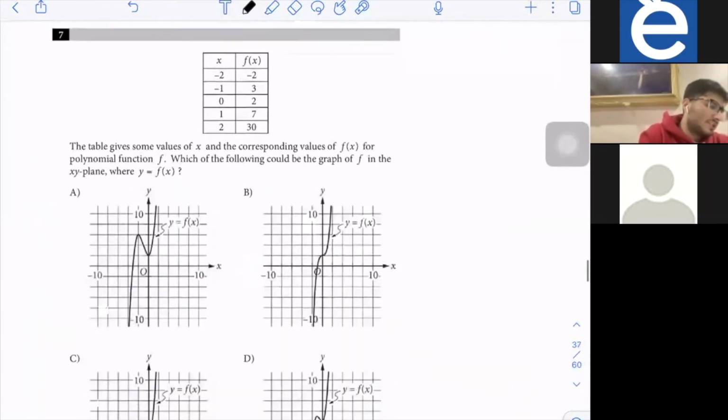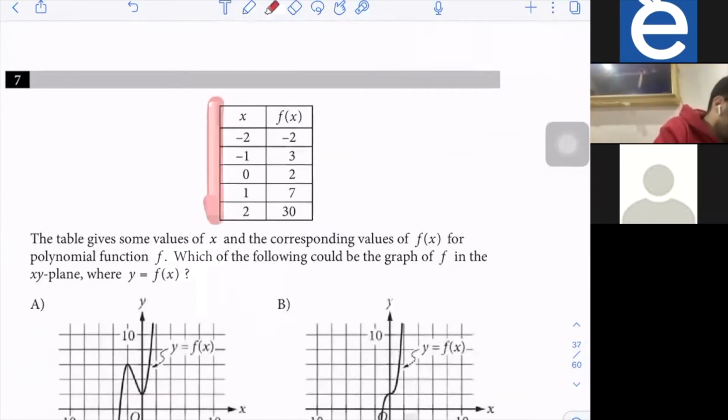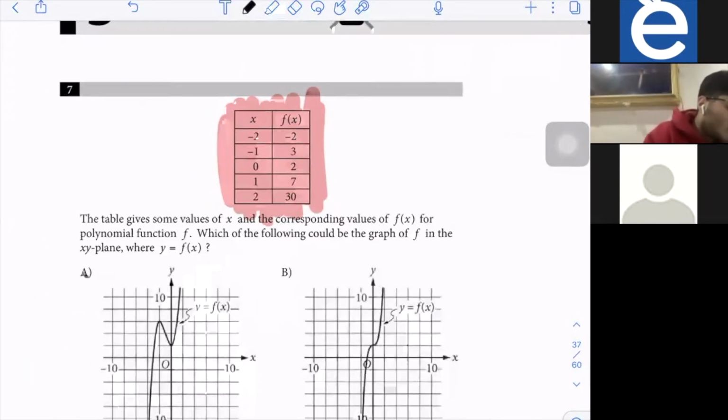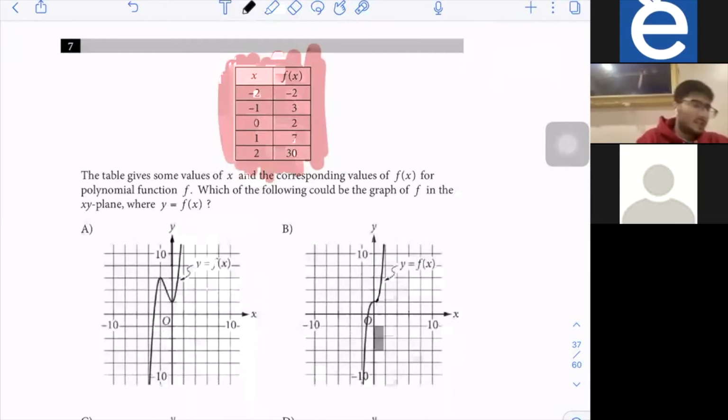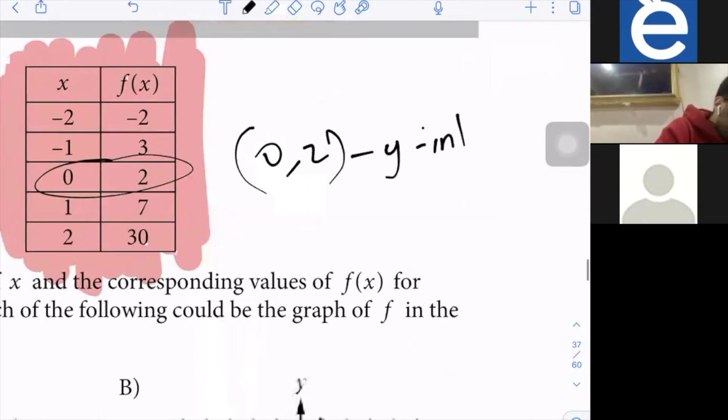Let's go to question 7. The table gives some values of x and corresponding values of f of x for polynomial function f. Which of the following could be the graph in the xy plane where y is equal to f of x? So the best way to do this is by looking at the table right here. So we can cross out choices based off the y-intercept, which is 0, 2.